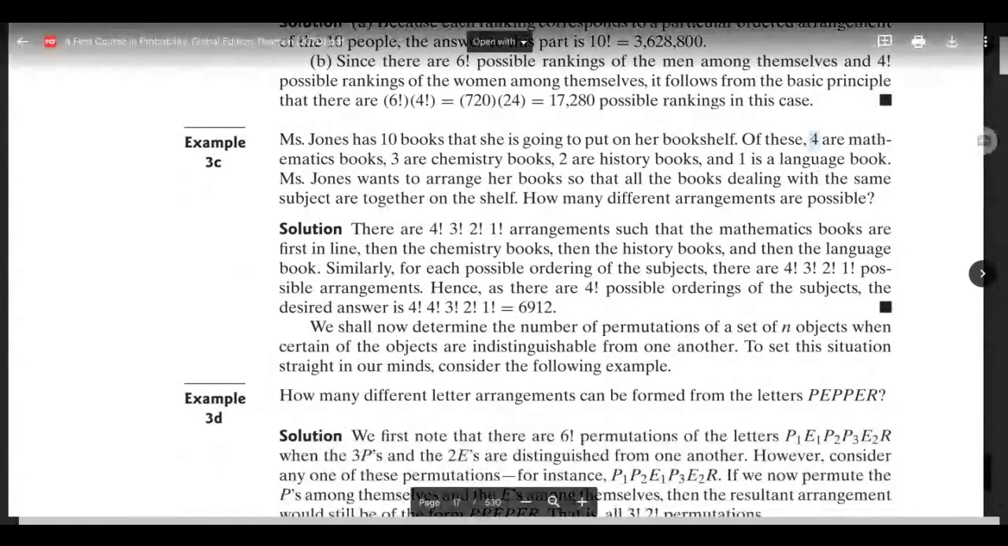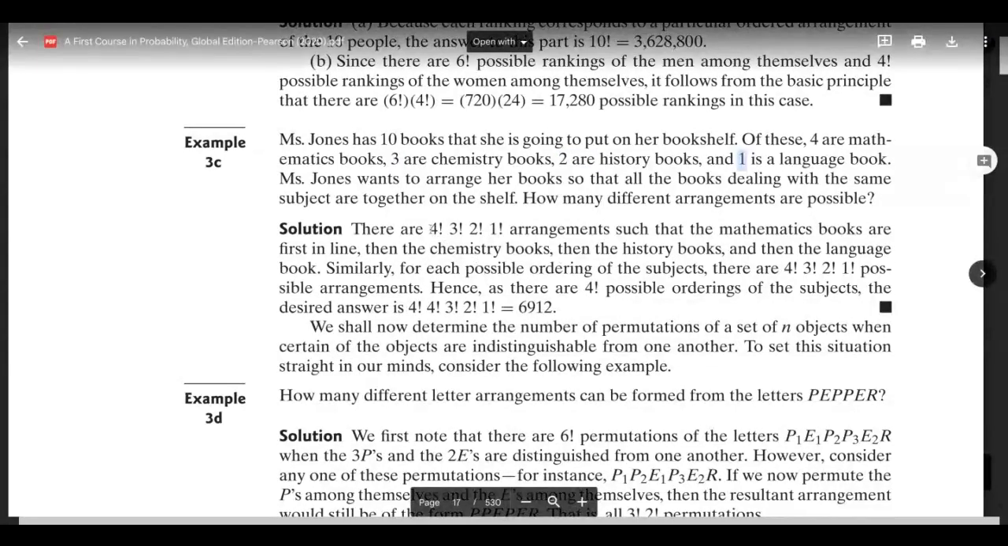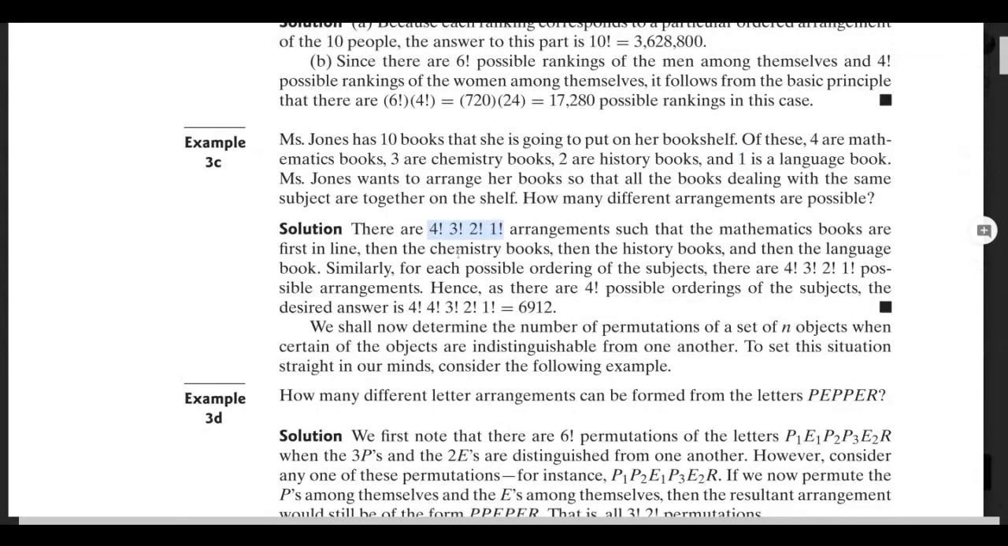For the math books, we have 4 factorial ways. We can put 1 book first out of 4, then the rest of 3, 2, and so on and so forth. Then 3 factorial for the chemistry books, 2 factorial for the history books, 1 factorial for the language book. Then by the counting principle, just multiply. So 4 factorial times 3 factorial times 2 factorial times 1 factorial, right? 6,912 ways.